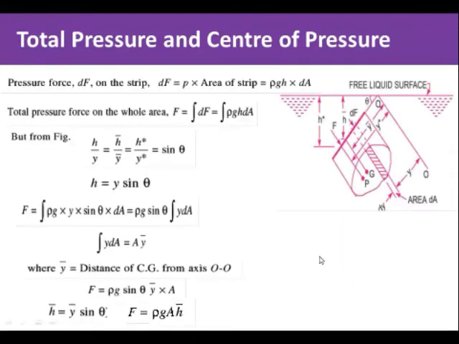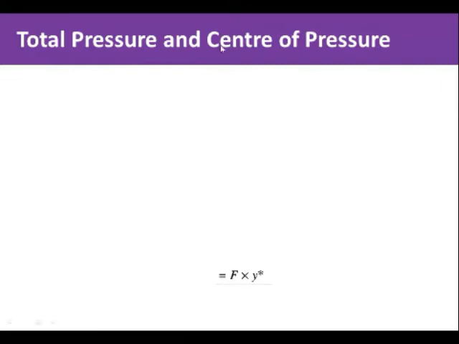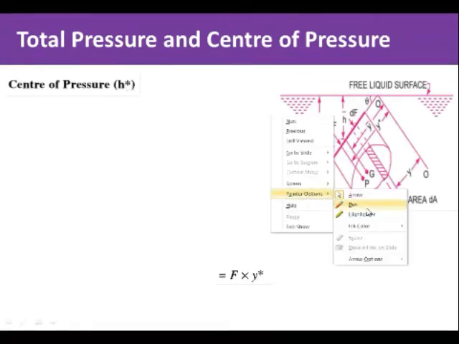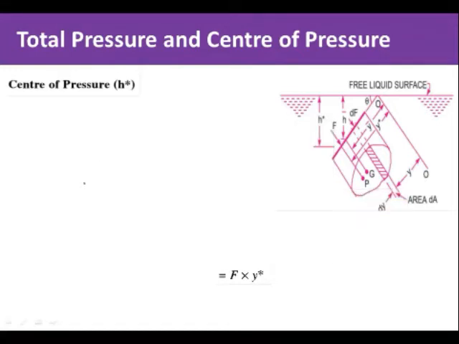After that we will see the derivation for the center of pressure. Now this center of pressure is denoted by h star. So we will continue our derivation, because this derivation is in continuation. After calculating the total pressure force, we will calculate the center of pressure, the distance of the center of pressure from the liquid surface, h star.